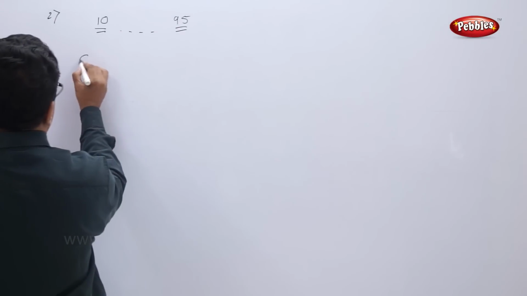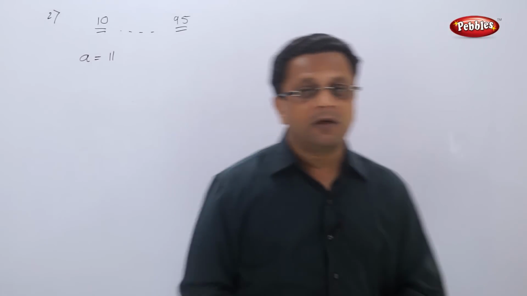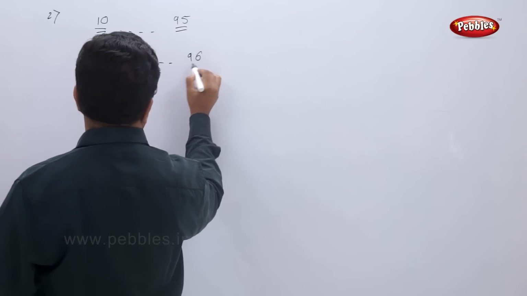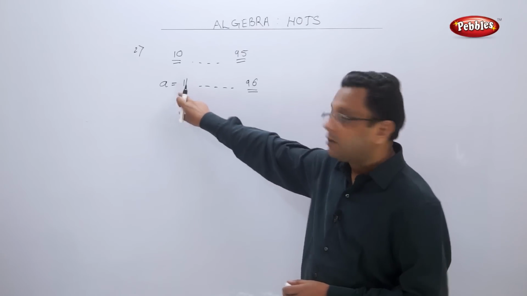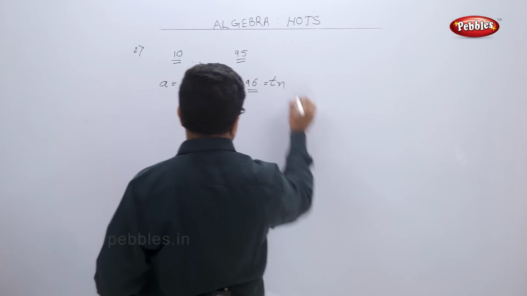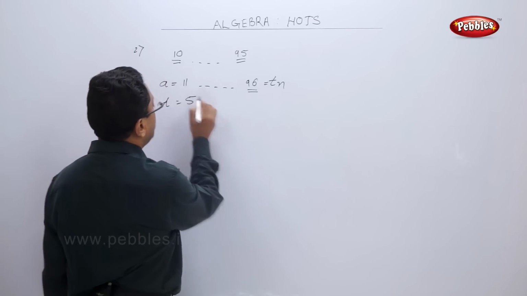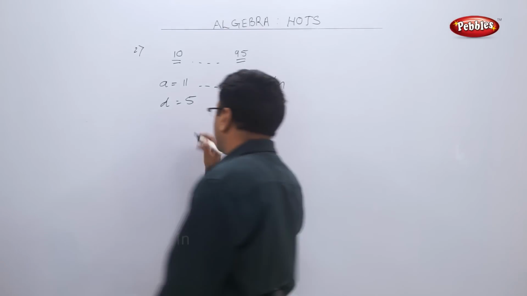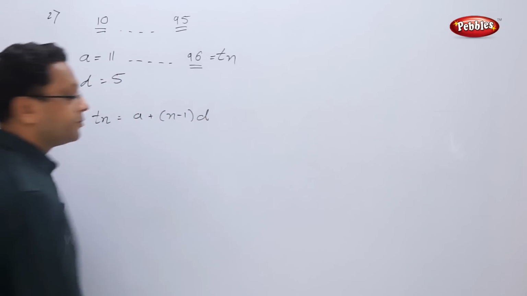So my first term A is equal to 11, and what will be my last number? That will be 96. So in this case my A is 11, last number is 96. That means this is nothing but Tn, isn't it? What is my D? D is 5. So now I have the formula for Tn, A plus (n minus 1) into D.